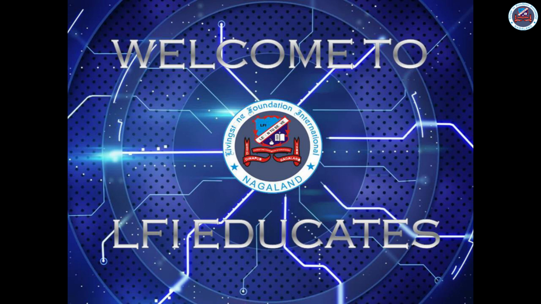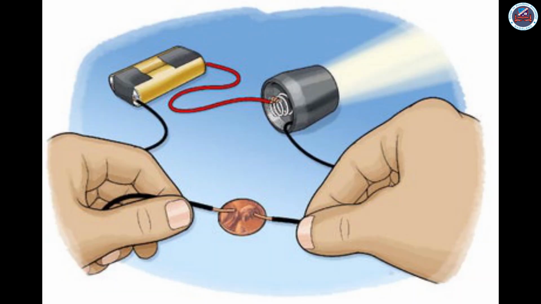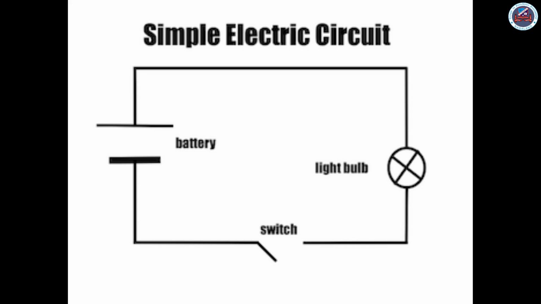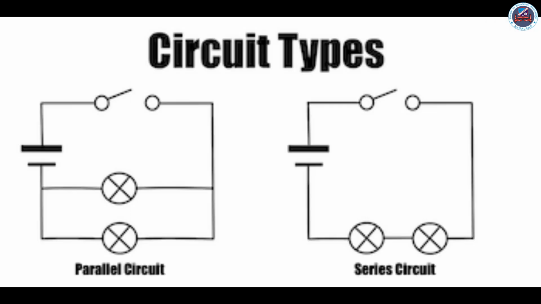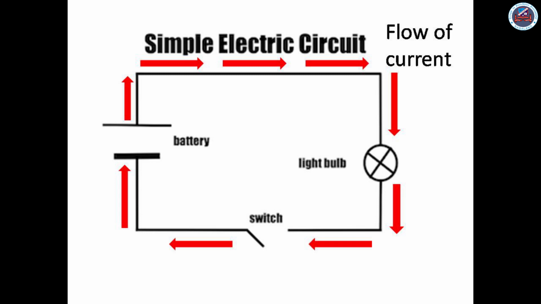Today we will continue with the lesson Electric Conductors and Insulators. A circuit is when we connect an electric energy source with an electric object using a wire. A circuit can be of different types and can have different components in a circuit. The circuit shown here is a series circuit, which means there is only one path for the flow of electricity.